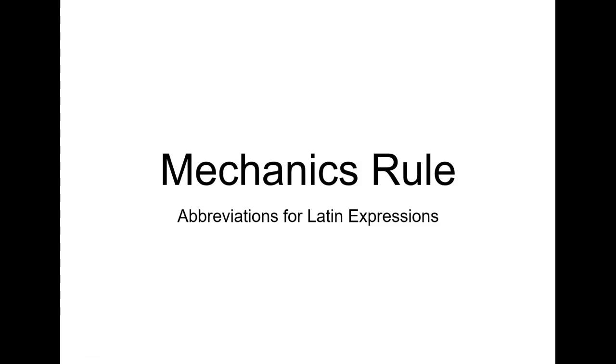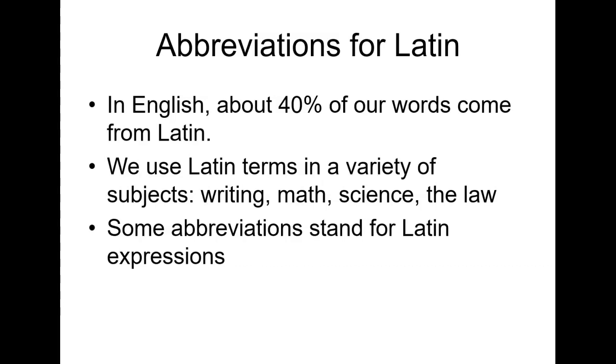Welcome. Today we're going to take a look at the mechanics rule for using abbreviations to indicate Latin expressions. In the English language, about 40% of our words come from Latin. English is an interesting language because it's actually the combination of several different languages. We use Latin terms in a variety of different subjects. You'll find Latin terms in writing, math, science, and the law in particular. And some abbreviations that we use on a day-to-day basis stand for Latin expressions.